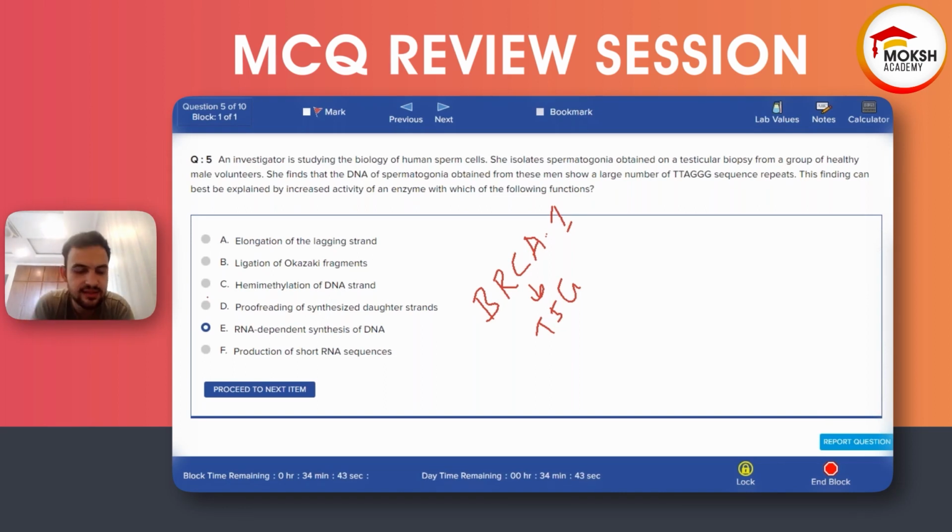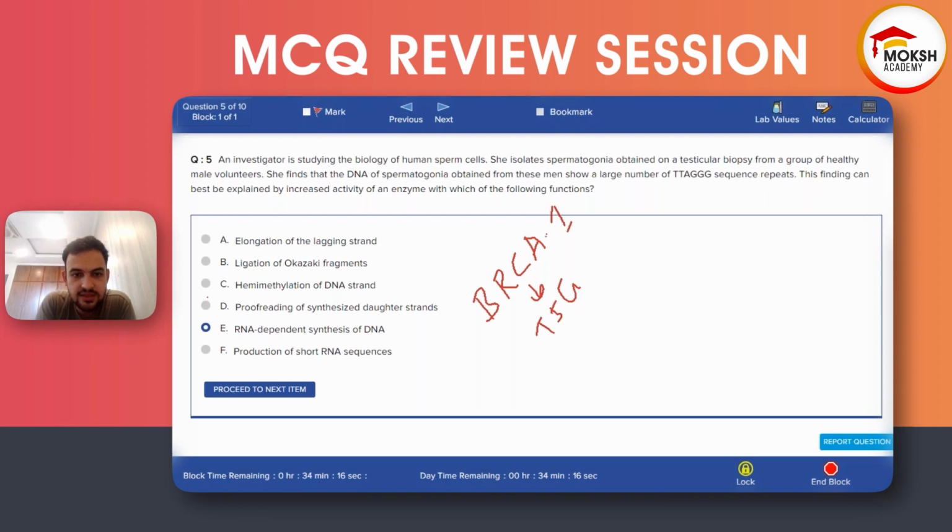Elongation of lagging strand is the function of DNA polymerase delta in eukaryotes. Ligation of Okazaki fragment during replication is the function of ligase enzyme. Hemimethylation of DNA strand is the function of methylase enzyme that adds methyl group. That's more commonly seen in prokaryotes, not eukaryotes.